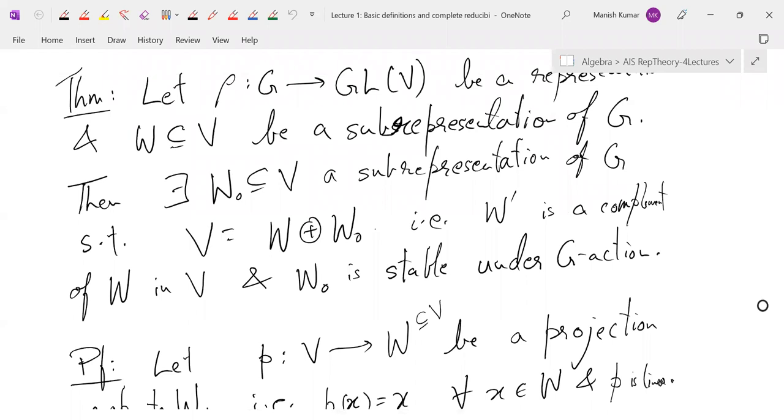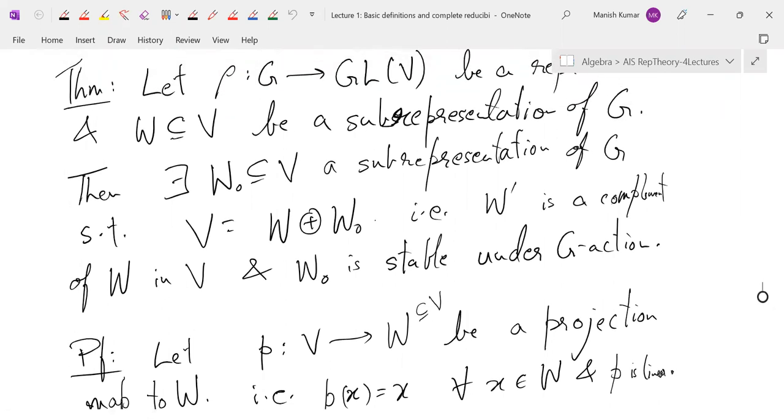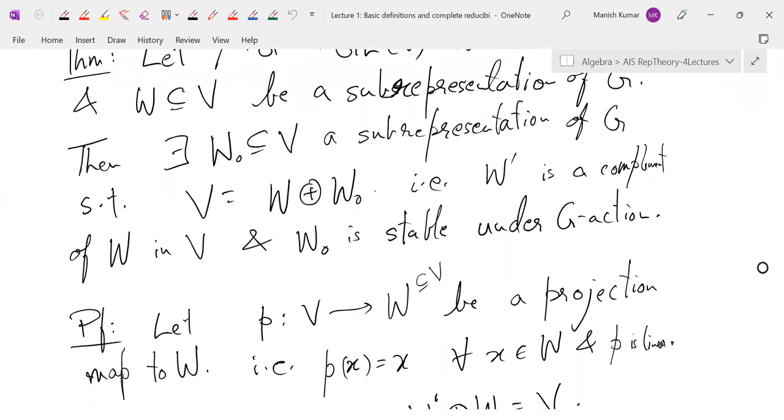So how do we construct W0? First, we know how to construct any complement. The way to construct a complement is you take a projection from V to W. How do you take a projection? Maybe you take a basis of W and extend it to the whole of V. On the basis elements of W, you define this map P to be identity, and on the other elements, you define it to be zero. So that is how you take a projection of V to W.